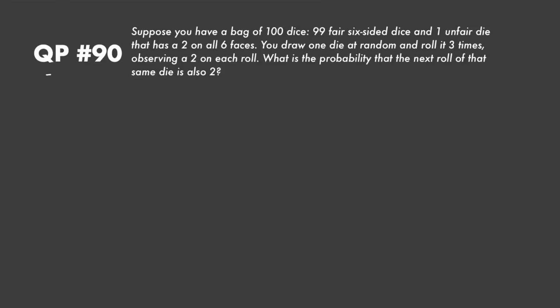Hello everyone, today let's take a look at QP90, which should be a straightforward Bayes question. So I have a bag of 100 dice, 99 of them are normal dice, and one of them is unfair, that has a 2 on all 6 faces. You draw one die at random and roll it 3 times, observing a 2 on each roll. So what's the probability that the next roll of the same die is also 2?